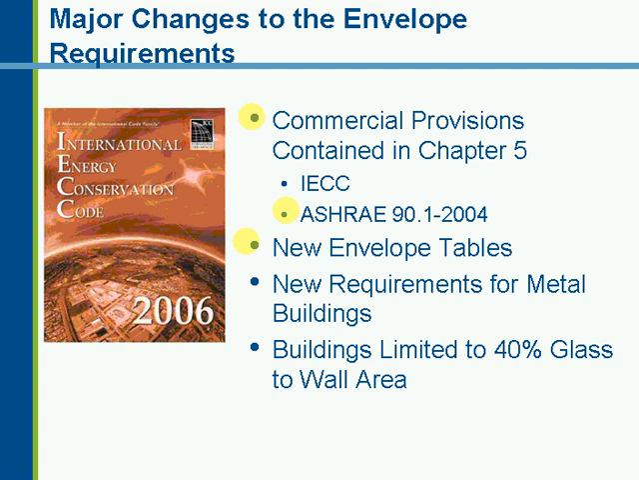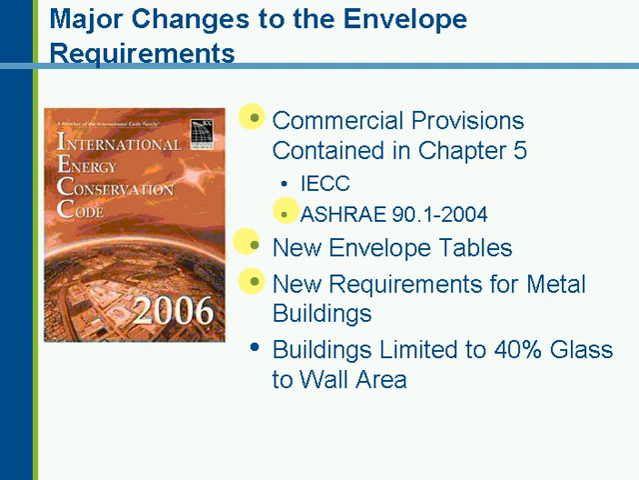There are also some new requirements in the code for metal buildings, and metal buildings typically are very thermally inefficient. So there are new insulation requirements as far as R-value goes, and also the technique for insulating metal buildings that will be reflected in the 2006 IECC.